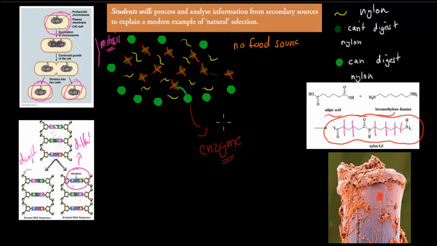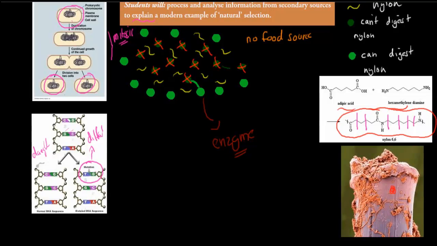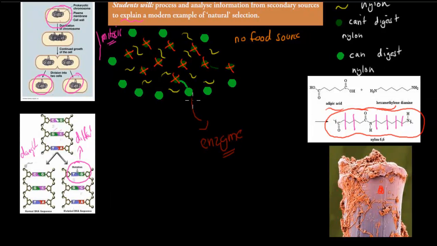This is why this is an example of modern natural selection. The dot point says process and analyze information from secondary sources to explain a modern example of natural selection, and one example, there are other ones as well, is the nylon feeding bacteria. We had lots of nylon and lots of the same type of bacteria in solution. We gave them time to replicate. The problem for them was they had no food source because they couldn't digest nylon. But then randomly there was a mutation which allowed maybe only one of the billions of bacteria in there to digest nylon.